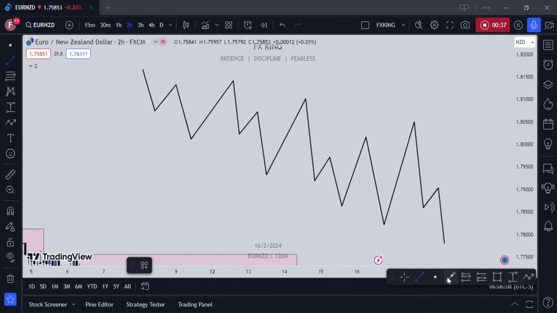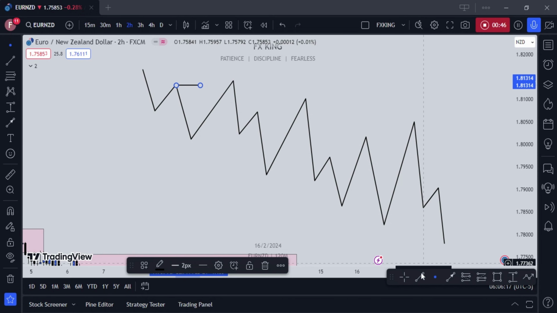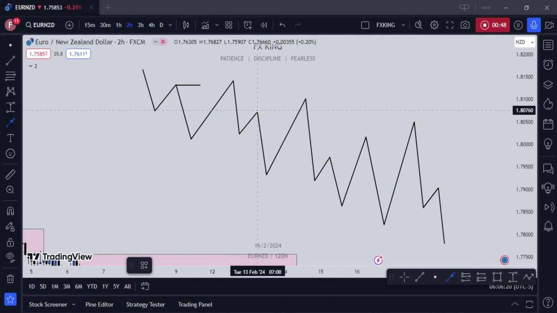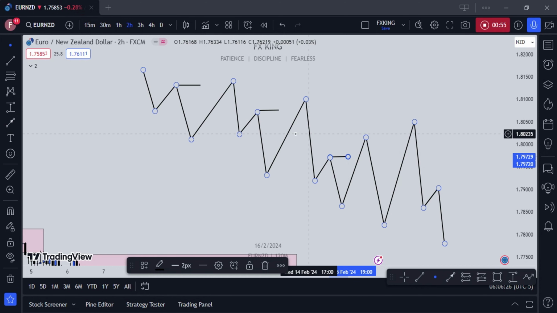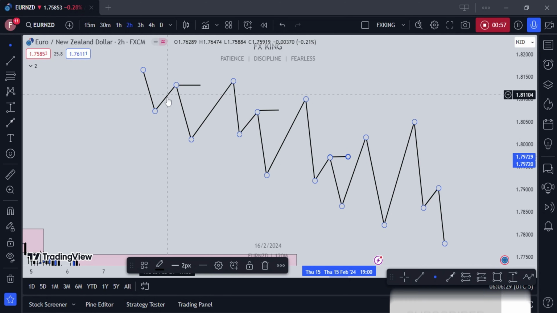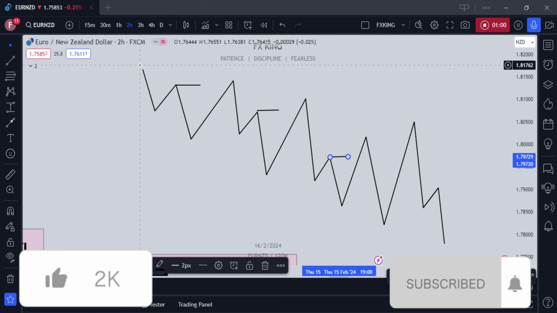Now, when it comes to marking our structure, we identify our inducement zones. As we all know, the first pullback is called inducement. That is inducement, this other one is also inducement, and we have inducement here. So you are not confused, the first pullback, you see that price moves here and creates this lower high. Then when it takes out this lower high, we mark the high here as our inducement.